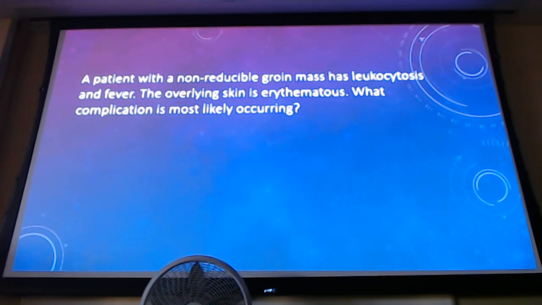Alright, a patient with a non-reducible groin mass has leukocytosis and fever. The underlying skin is erythematous. What complication is most likely occurring? Come on, I just said incarceration. Incarceration? Or strangulation? Strangulated, right? They have leukocytosis, they have fever, and the skin is red over top of it. It is inflamed. Okay? It is strangulated.